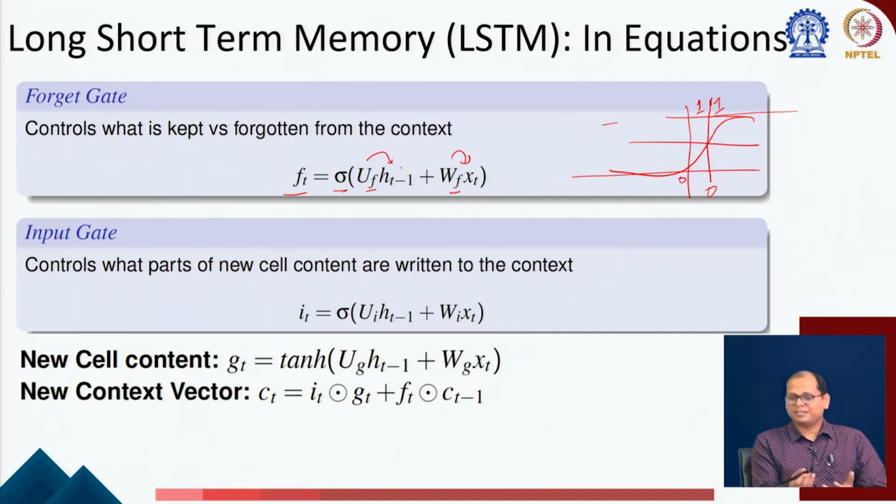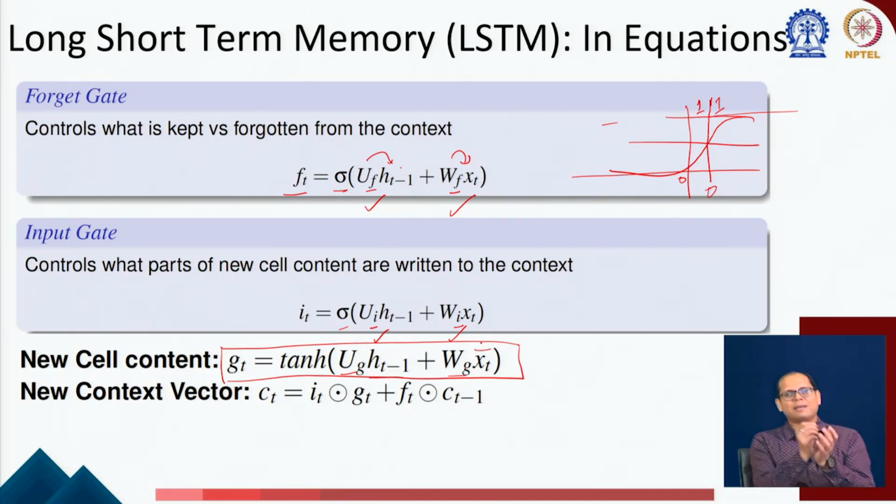Similarly for the input gate, I can write the equation. Now I will have UI and WI. So you have two more matrices, apply the sigmoid gate, and I get the input gate. How do you get the new cell content? There I go to my equation like I had for the RNN. So I have new UG and WG matrices. So UG times HT minus 1, WG times XT, and I apply tanh nonlinearity.